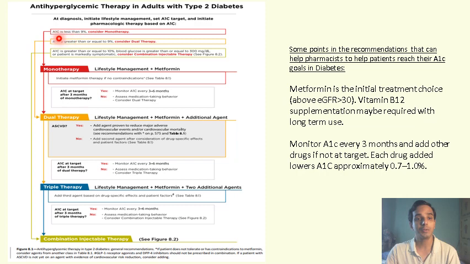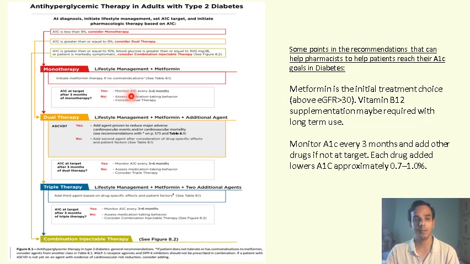The initial treatment is based on the guidelines, the A1C. And the guidelines say to start monotherapy if it's less than 9%, the red line. Lifestyle plus metformin would be the treatment. And they would check A1C again after 3 months.